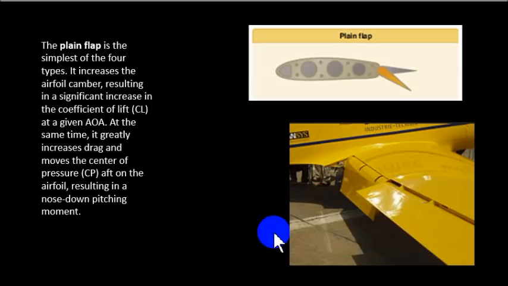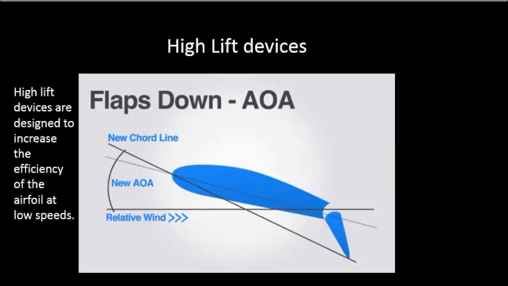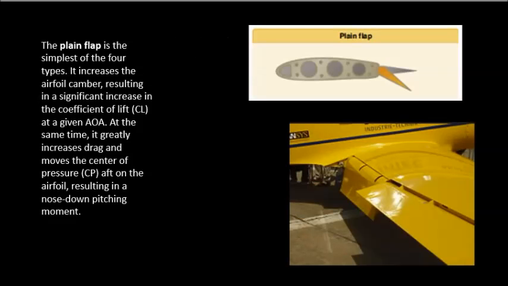It increases the camber or curvature. So we already had curvature, but now we got more curvature going on, and we increased the coefficient of lift for a given angle of attack, as we saw here. More camber, more curvature, new angle of attack. Increased coefficient of lift. Now we get a lot of drag, and it moves the center of pressure, which we'll go into detail about, but the center of pressure is where the lift is basically concentrated.